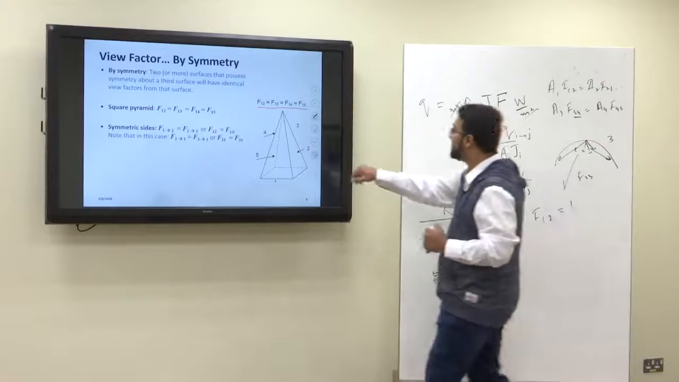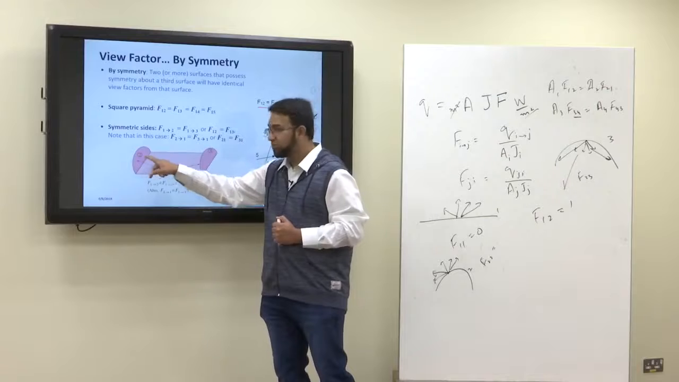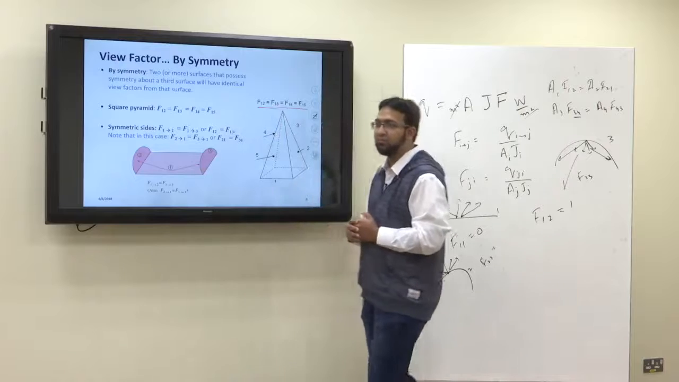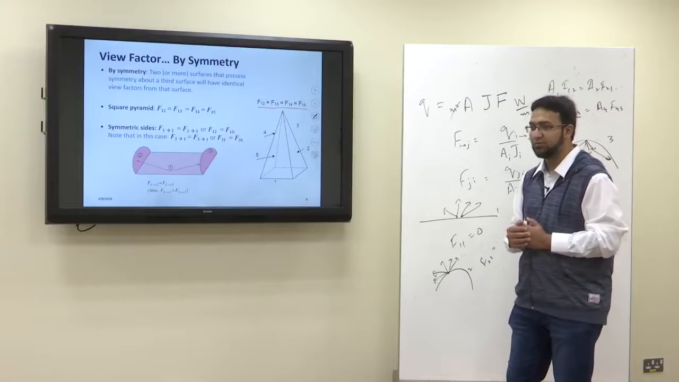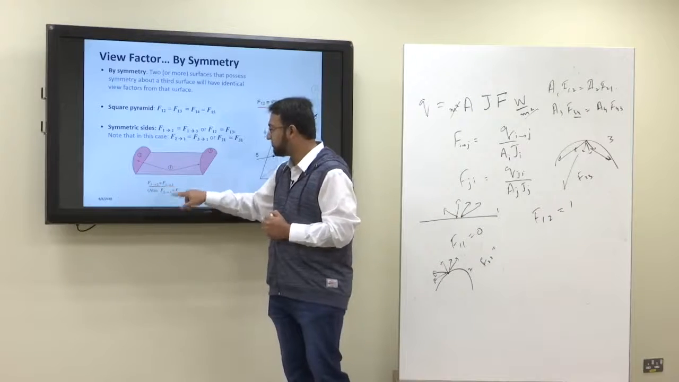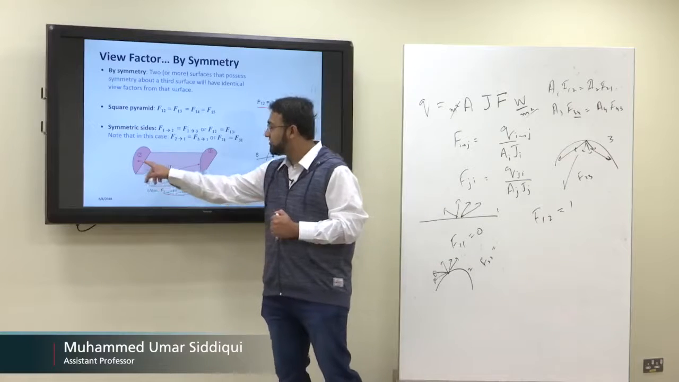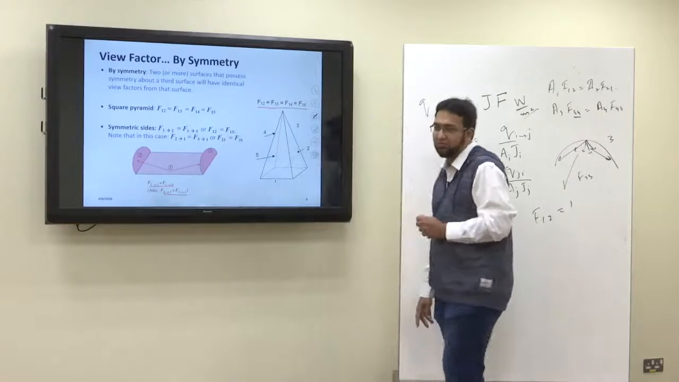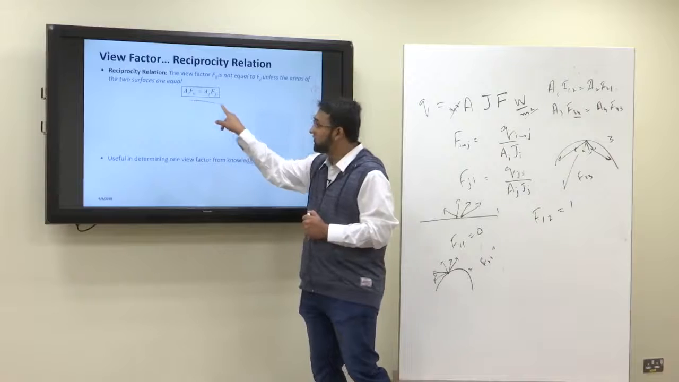Similarly, this relation. So amount of energy leaving 1 reaching 2, leaving 1 reaching 3, this will be the same because of the axis, because there is symmetry, geometrical similarity. So F1 to 2 and F1 to 3 are the same here. Similarly, F2 to 1 and F3 to 1 are also the same. Amount of energy leaving 2 reaching 1, leaving 3 reaching 1, they both will be the same by symmetry. Reciprocity relation is something you already know.